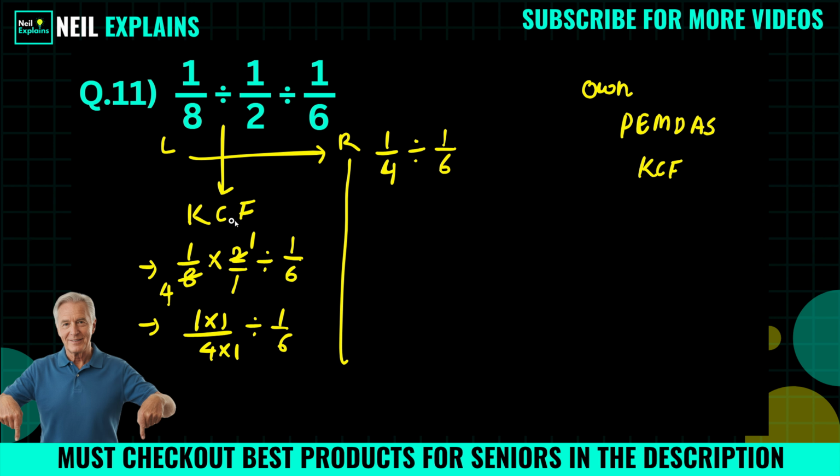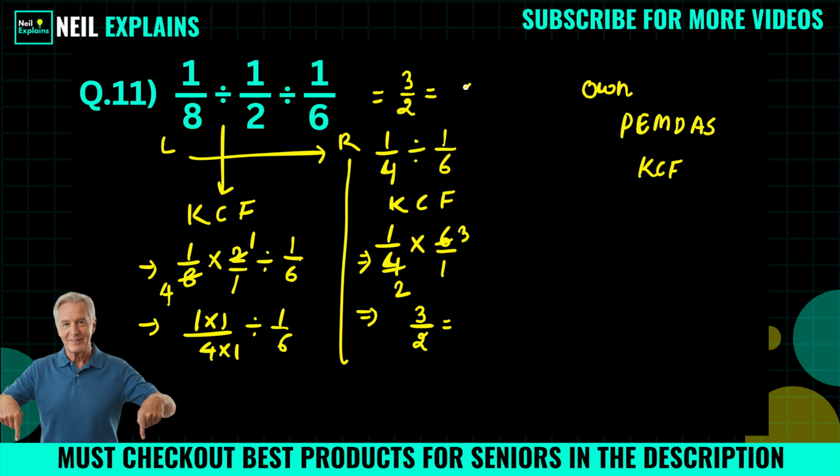Similarly, we will operate the KCF here also. We will keep 1/4 as it is, this division is changed to multiplication, and 1/6 will be changed to 6/1. Now we will do simple mathematics here. 2 times 2, 2 times 3, that is equal to 6, or you can say 3/2. So here 3/2 is the right answer, or you can say 1 1/2.